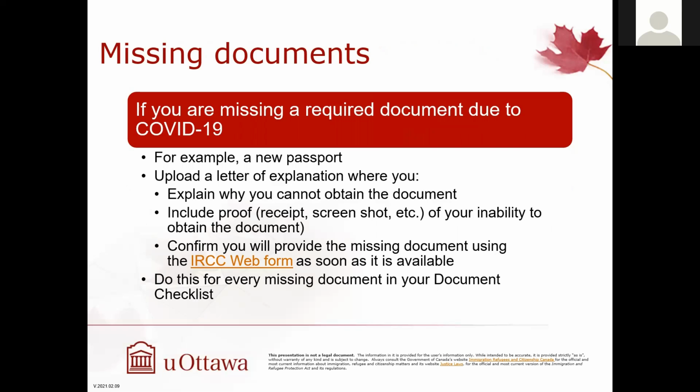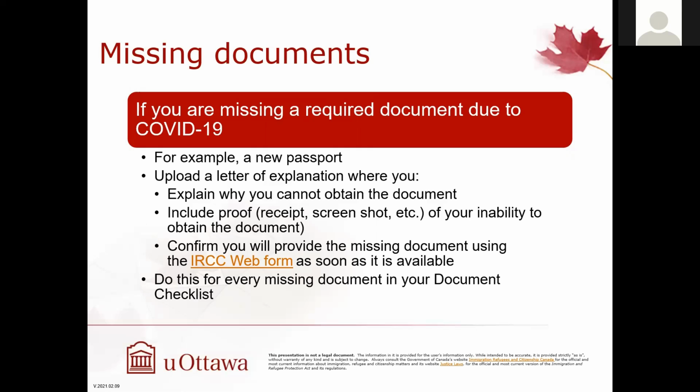Okay, let's talk a little bit now about what happens if you're missing documents. And this has definitely been something that we've seen with COVID. So if you're missing a document, let's say, for example, a passport. Your passport is expiring and you reached out to your embassy or consulate to get a new one, and there's an insane backlog, and they're saying they can't give you one until, I don't know, 6 months from now, let's say. That's an extreme example. I don't think that's going to happen, hopefully. But just as an example, let's say that happens.